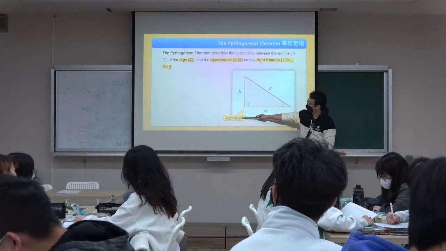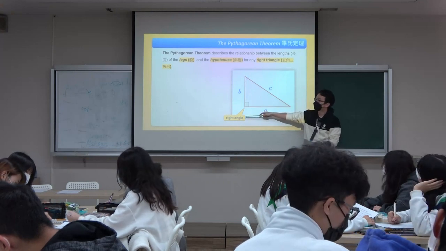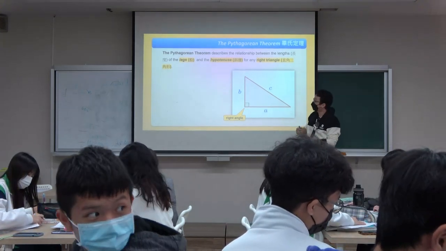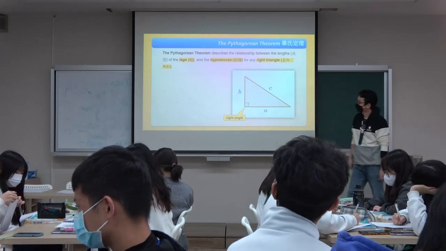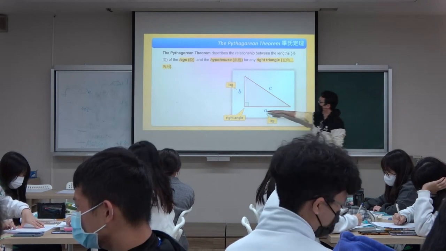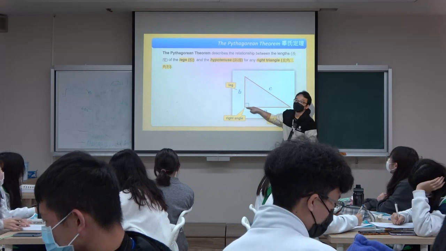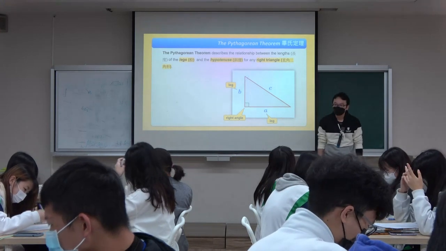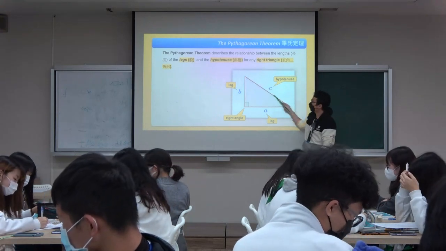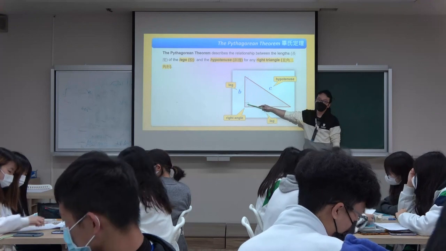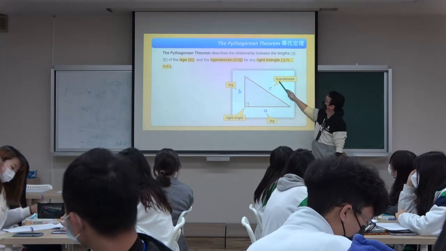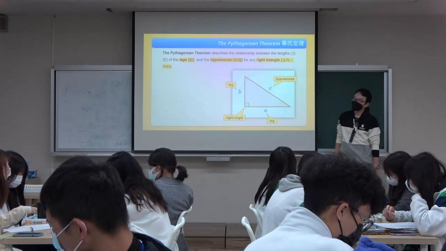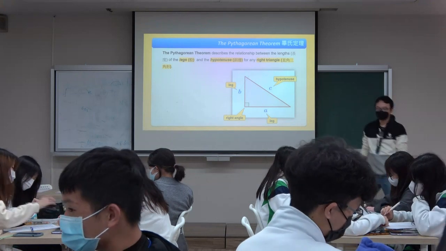This is the right angle, an angle with 90 degrees, and we use this symbol to indicate the right angle. Okay. And the two sides that form the right angle are called legs of the right triangle. Legs. Okay. And this side opposite to the right angle is called the hypotenuse. 斜边 hypotenuse of the right triangle. Okay.